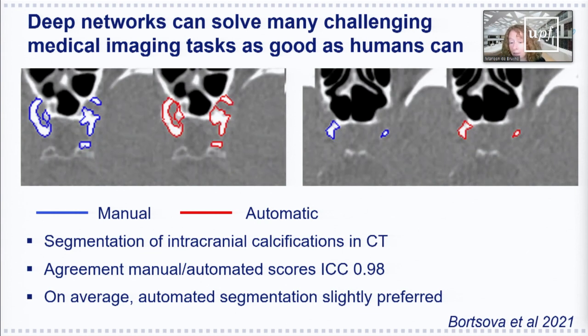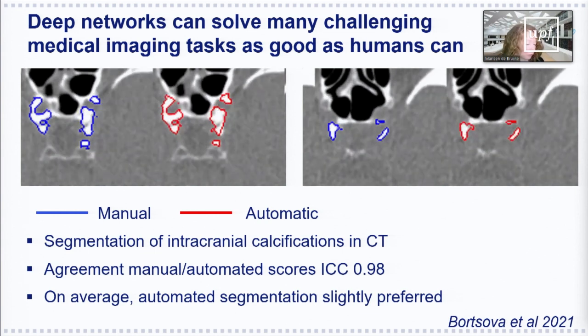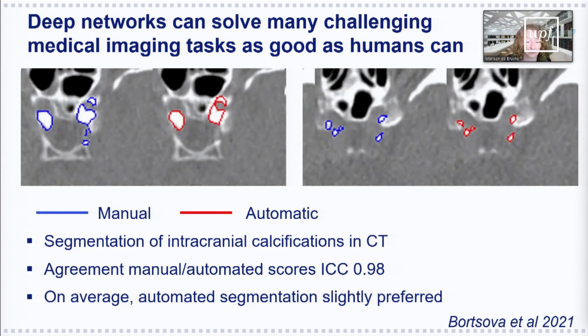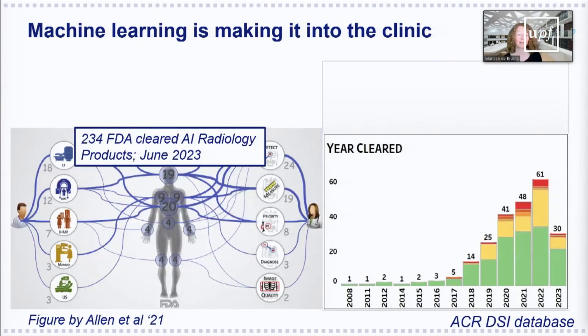We have seen in the past years many examples in which deep learning performs as good as, or perhaps even better than humans. And much more than before, we now also see automated image analysis based on machine learning making it into the clinic, and the number of approved products for this is increasing rapidly, as you can see here with the number of FDA cleared products in the past few years.